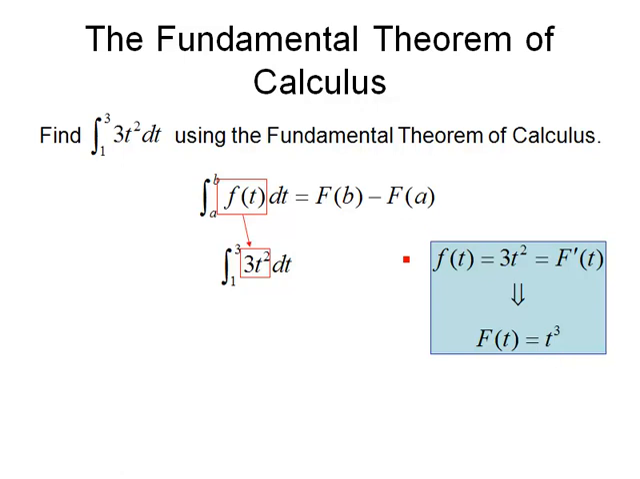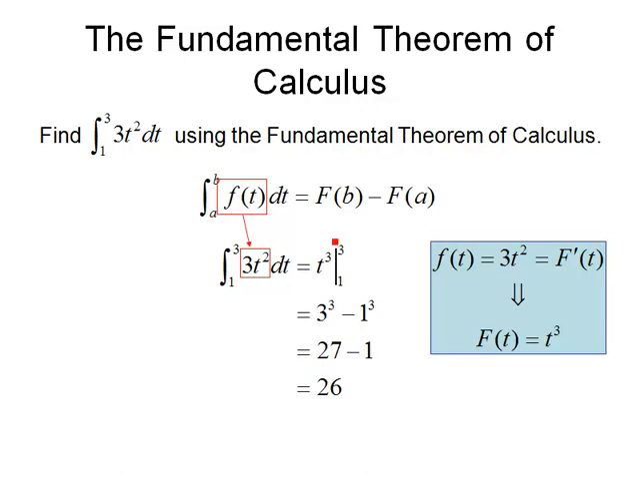So now all I need to do is capital F of b minus capital F of a with t cubed, and a and b is just 1 and 3. So I'll go ahead and put b into my antiderivative, I'll put a into my antiderivative, which gives me 3 cubed minus 1 cubed, or 27 minus 1. And so the value of this definite integral is just 26. I don't need to go ahead and do area like I did before. The fundamental theorem of calculus lets me calculate the area using the antiderivative.